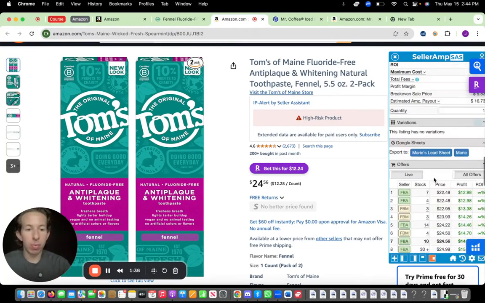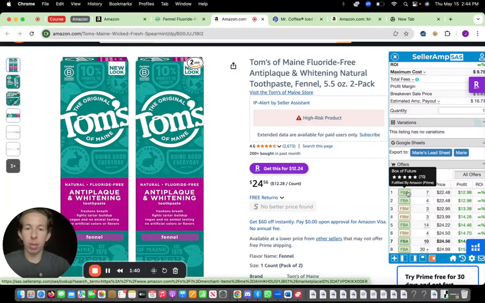So when we look at the competition, you do this in 2 ways. You go through SellerAmp, and you can see all the different sellers, how long they've been selling, their rating, how much stock they have, and that gives you a really good idea of the competition. Because if the listing sells 200 times a month, but there are 10 sellers with 10,000 items in stock, then it's too competitive a listing, and we probably won't get that many sales.